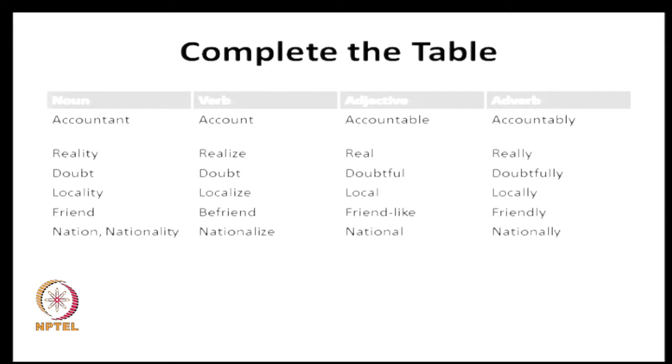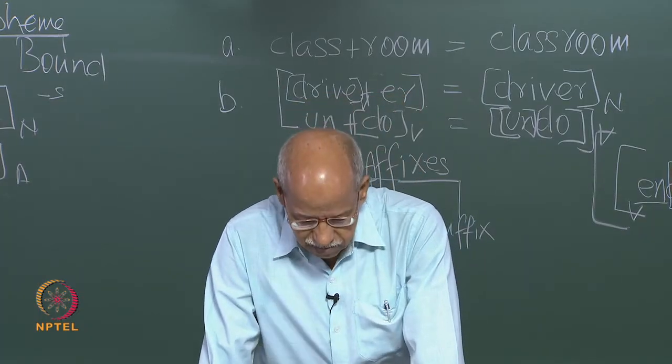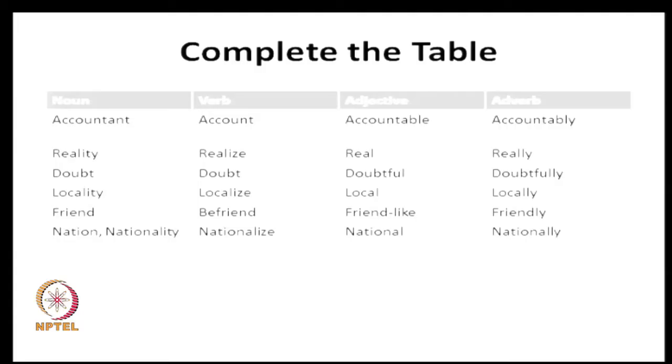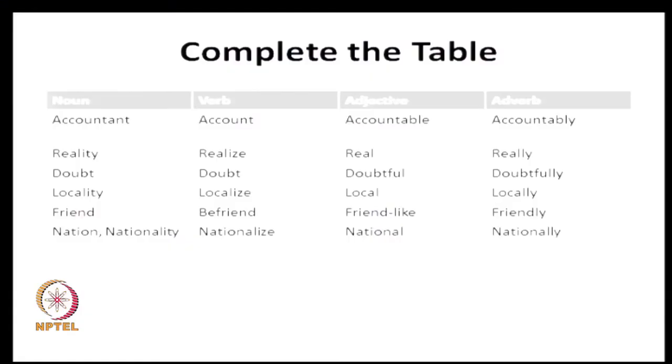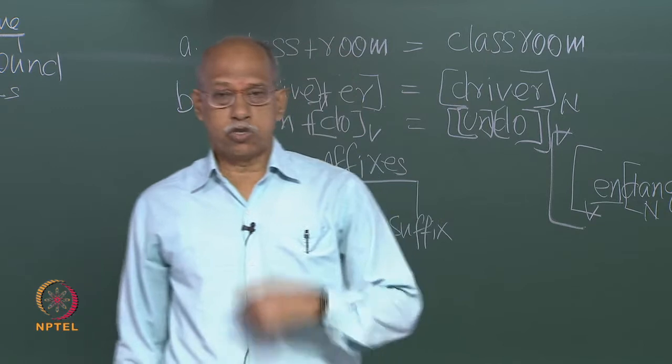Okay. If doubt is a noun, what is its adjective? Doubtful, dubious. Dubious will be an adjective. If friend is a noun, what is the verb of friend? Befriend. Yes. What is the adverb of friend? Friendly. In all of these cases, what we are doing is we are changing category.